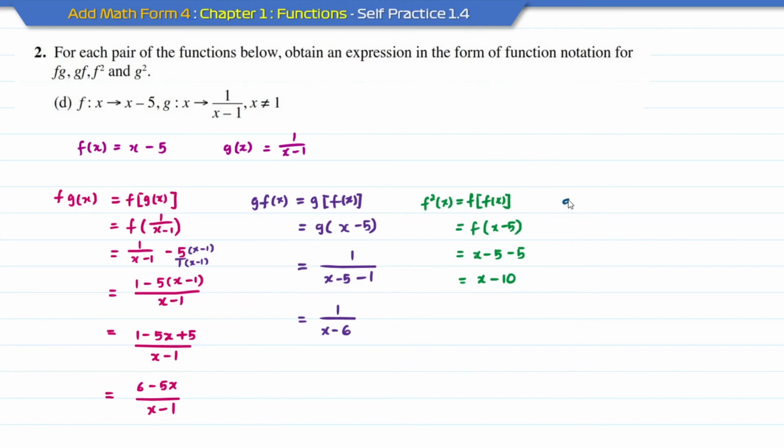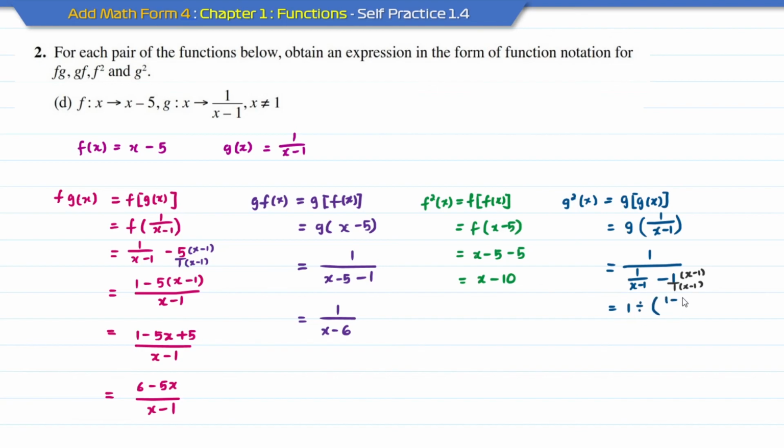Now move to the last one, g squared, which means we're going to insert the function g into the function g. So function g is 1 over x minus 1. So once we insert it, the x here will become 1 over x minus 1, minus 1. So in order for us to solve this, we need to equalize the denominator before we are able to subtract. So 1 means 1 over 1. Then for both of them we're going to multiply with x minus 1.